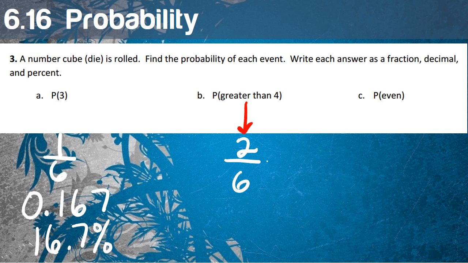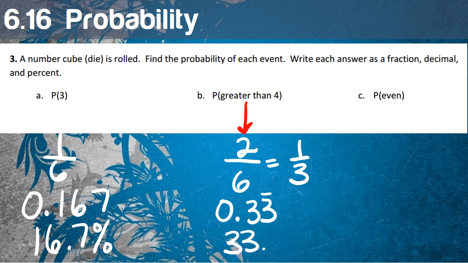That'll be 2 over 6, which simplifies to 1/3. We write that as a decimal, 0.33, and it repeats, so you can put the line over it. As a percent, you have a 33.3% chance of getting a number that is greater than 4.